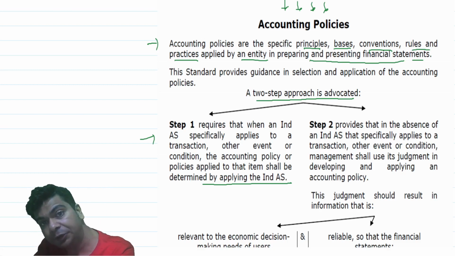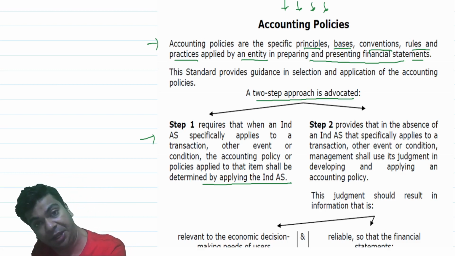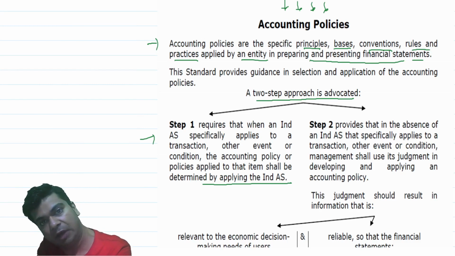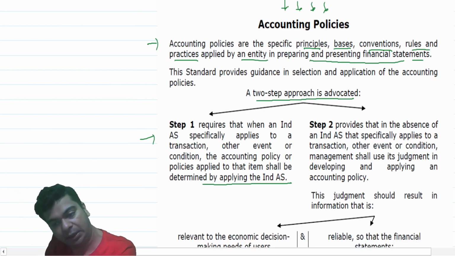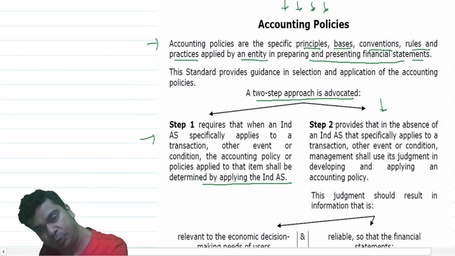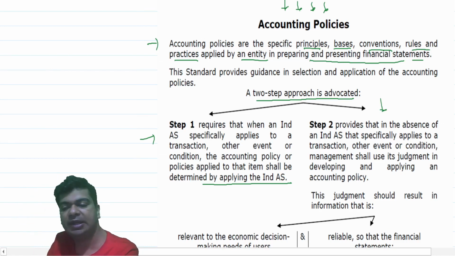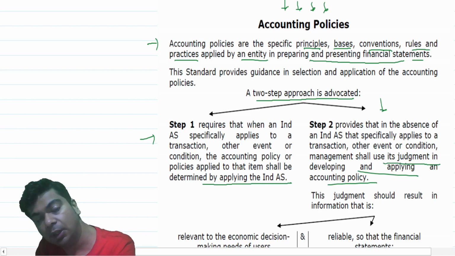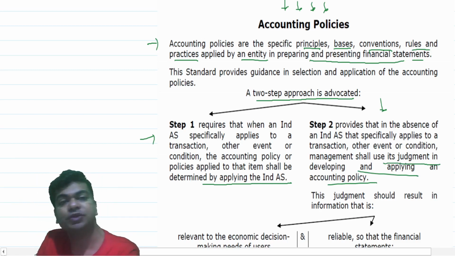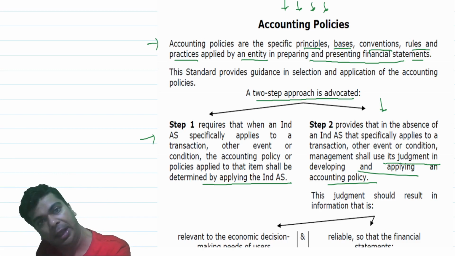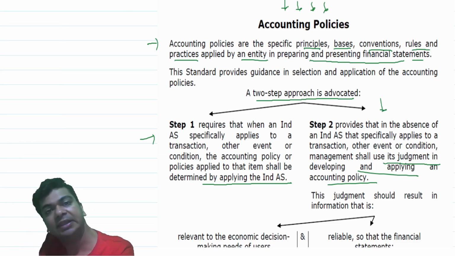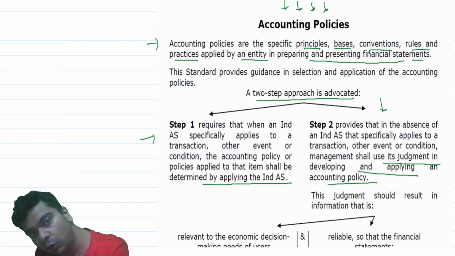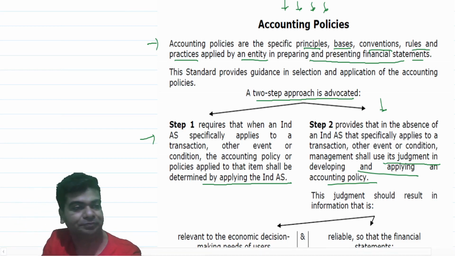But what if I enter into some kind of a transaction for which there is no Ind AS available? What to do then? Okay, so that is your step 2. Step 2 provides that in absence of an Ind AS that specifically applies to a transaction, other event or condition, management shall use its judgment in developing and applying an accounting policy. We are leaving it to the discretion of the management. The management will apply its own judgment. Based on its own judgment, they will develop an accounting policy, and then that accounting policy needs to be followed consistently, right?